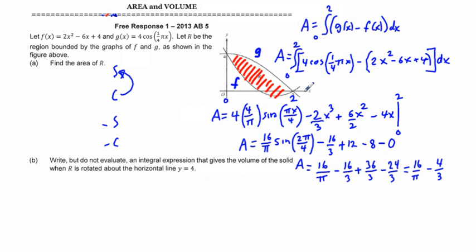Okay, next, write but do not evaluate an integral expression that gives the volume of the solid when R is rotated about the horizontal line y equals 4. So we have this horizontal line, y equals 4 up here, and we're going to wrap it around this way. Okay, so that's going to be y equals 4, and we're going to get a three-dimensional shape which has a rotational orientation. And so for this, we're going to use something we call our washer method.